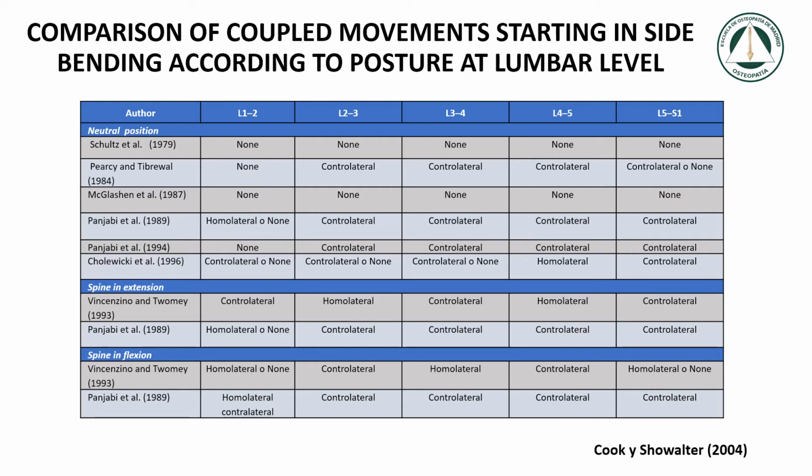According to Kulwicki et al. 1996, the type of intervertebral coupling is partially determined by lumbar lordosis. One of the most interesting studies was that of Vicenzino and Twomey.